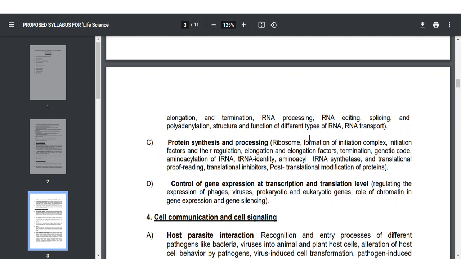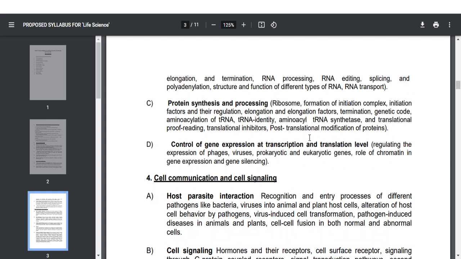Next, you need to know about the structure and function of different types of RNAs like mRNA and rRNA, where they are located, and all those things. Next, RNA transport. Section C deals with translation. Again, you need to know about the translation process in prokaryotes and eukaryotes.